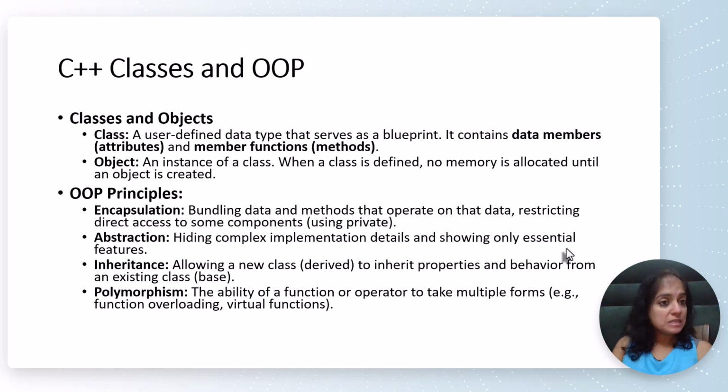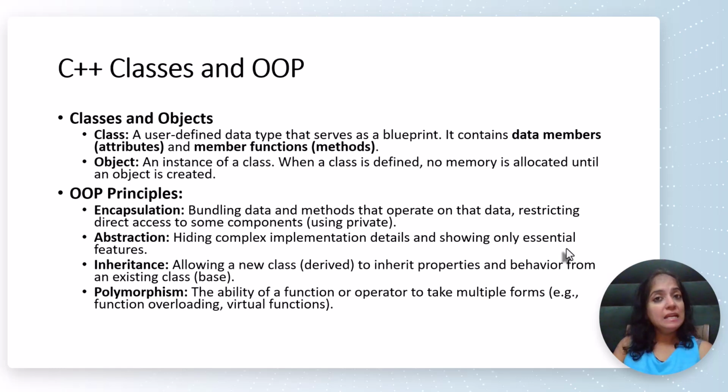There are a few principles related to object-oriented programming: encapsulation, abstraction, inheritance, and polymorphism. Encapsulation is bundling up data and methods so that they can operate on the data. You can restrict access to the components of a class. That is why we use private and public. If we use a private access modifier, the data can be used within the class only.